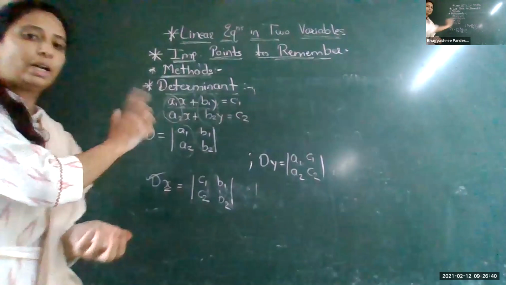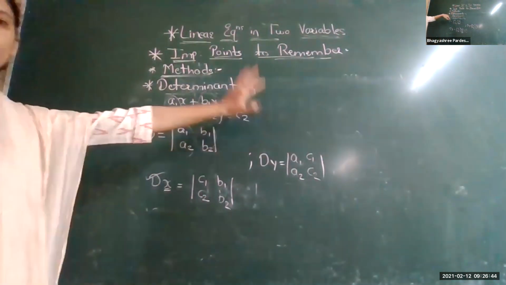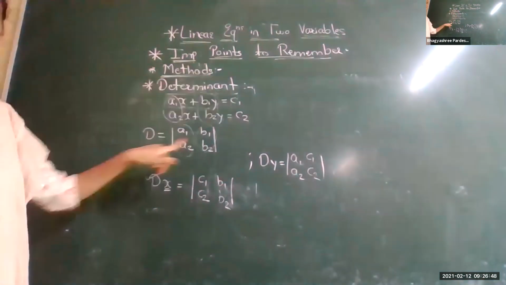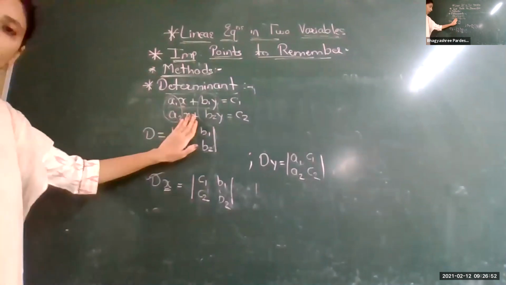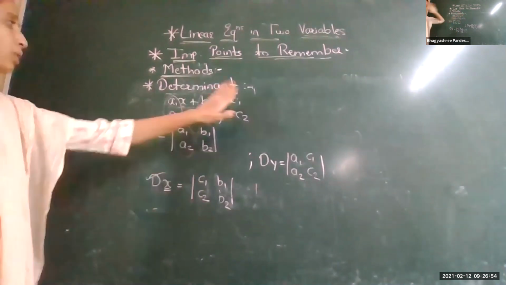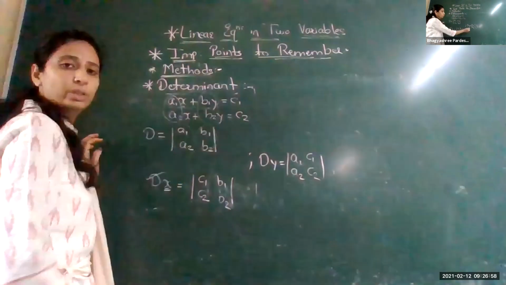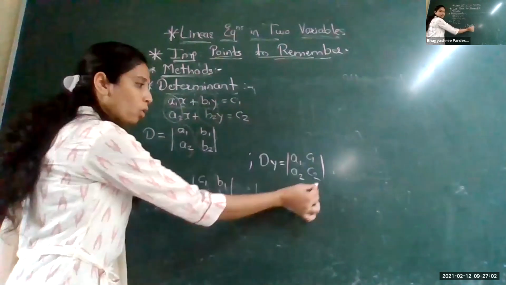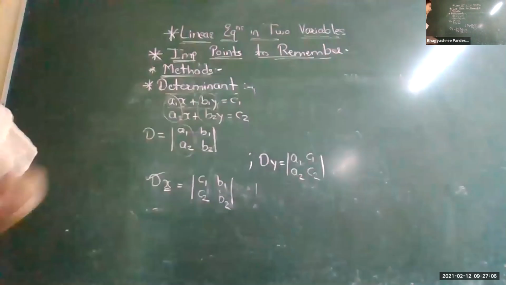How to write dx and dy? Clear? Whatever linear equation is given to you, from that a1, b1, a2, b2 will make your d. For writing dx, instead of the coefficients of x, we are going to write the constants there, and b1, b2 will remain. For dy, instead of the coefficient of y, write the constant and the rest will remain as it is. This is the important thing.